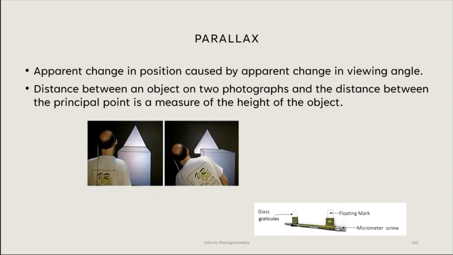Parallax: apparent change in position caused by apparent change in viewing angle. We can use the principal parallax to determine the height of an object. You can use a parallax bar, or a stereometer, to measure the difference of parallax between any 2 points more accurately or precisely. The bar has a micrometer screw with 2 perpendicular arms attached in the vertical direction. One is a glass graticule and the other is a floating mark, which you could see down here in the bottom right image. Parallax differences are measured with those floating marks. The separation of those marks can be varied with the help of a micrometer screw, which gives readings up to 1/100th micrometer.